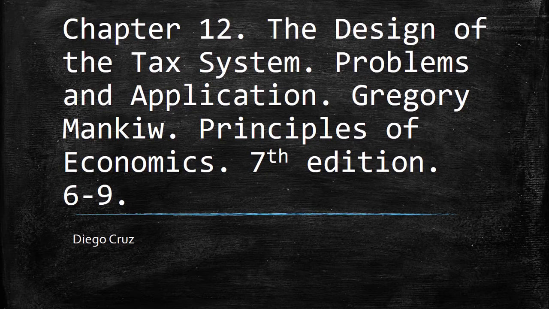This is about chapter 12, the design of the tax system, and we are going to try to solve the problems and applications from 6 to 9. Remember, this is a book of Gregory Mankiw, Principles of Economics, 7th edition.